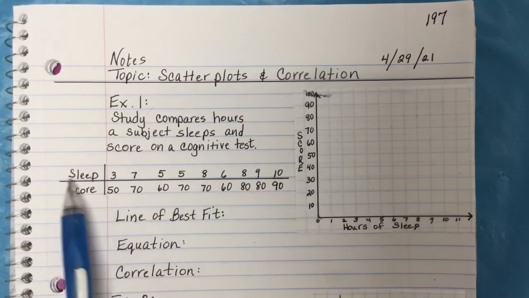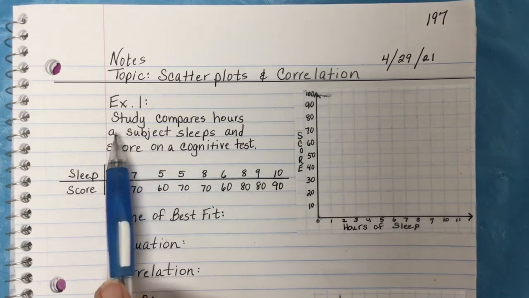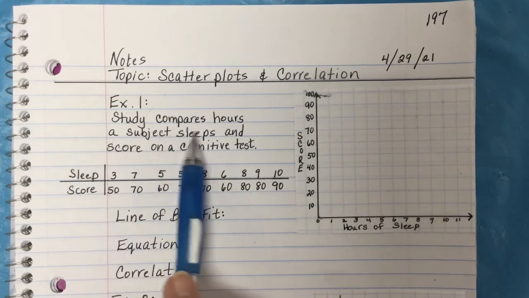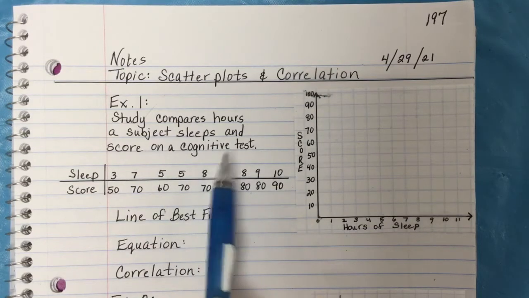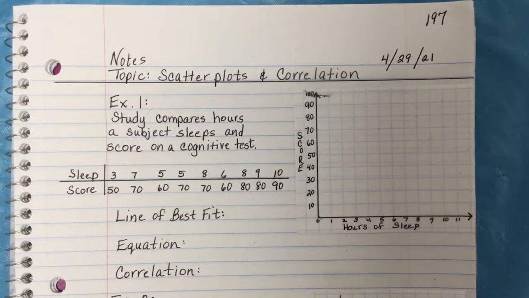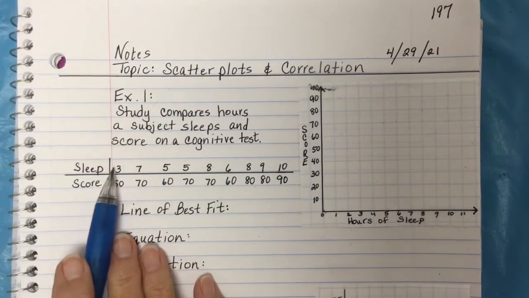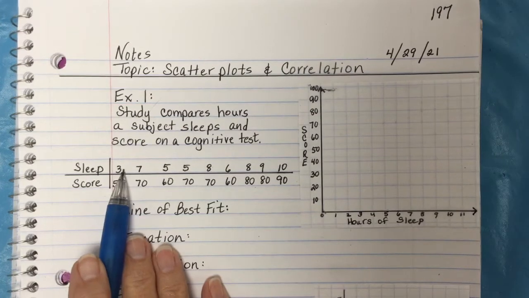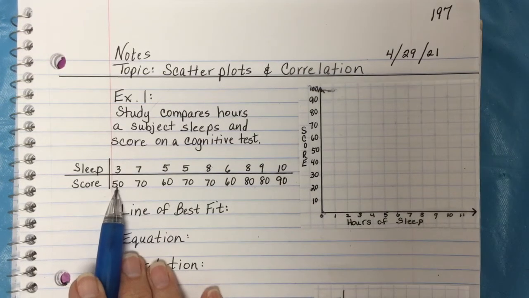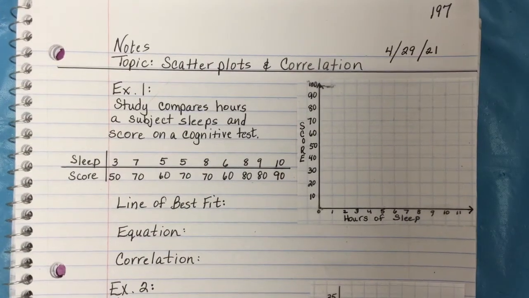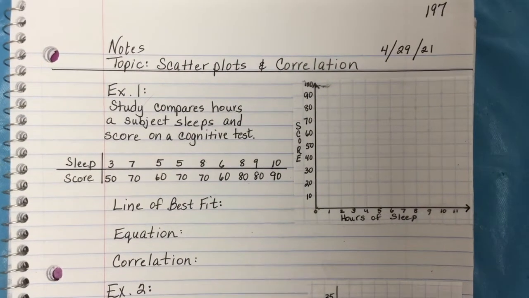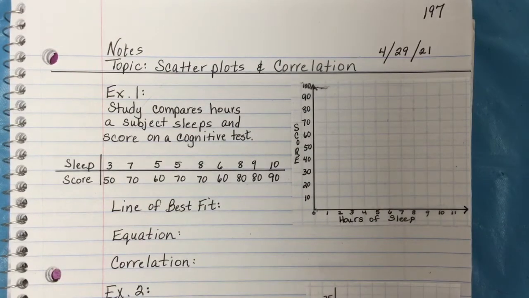So in example 1, we had a study and they are asking people how many hours they sleep, and then they're giving them a cognitive test, a thinking test. And so they're wondering if sleep affects how well you can think. And so they've written down the sleep score and the cognitive test score, and now we're going to graph those and see if there's any connection between the two. The connection is called a correlation.